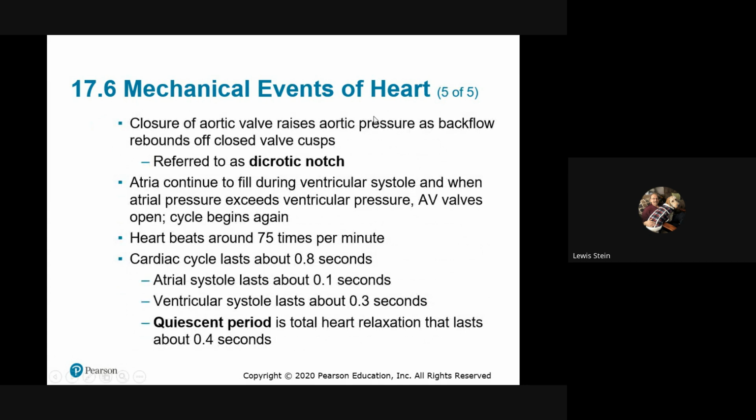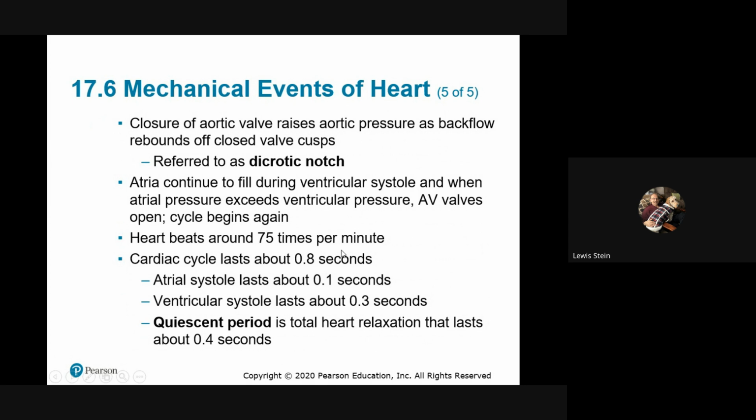So closure of the valve, particularly the aortic valve, raises the pressure as the backflow closes the cusp, dicrotic notch. The atria continue to fill. Remember, the valves are shut during that ventricular relaxation. When the atrial pressure exceeds ventricular pressure, the AV valves open. So effectively what happens, the blood's flowing in to the atria, and it's sort of simultaneous with the ventricles relaxing. There's no push holding the atrioventricular valves closed, and it begins to fill.